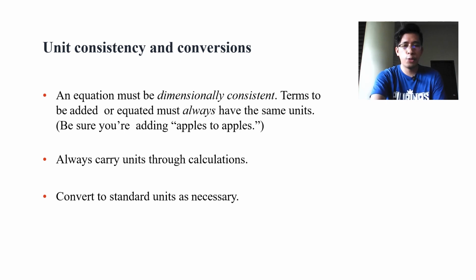In physics, we always emphasize consistency. So an equation must be dimensionally consistent. Terms to be added and equated must always have the same units. In a simple way, be sure you're adding apples to apples. So you cannot simply add a meter to a kilometer, since these are on different ranges, or you cannot add a gram to a kilogram, or a pound to a newton.